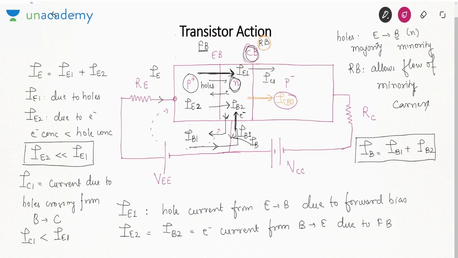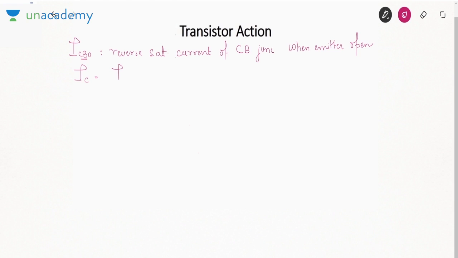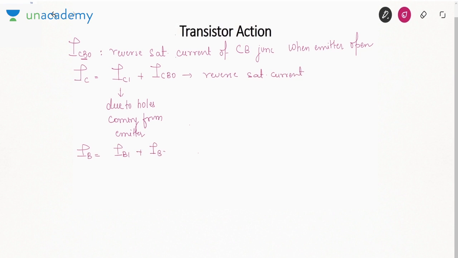So that means if we talk about collector current now, by KCL I can say collector current is IC1 plus ICBO. IC1 is due to holes coming from the emitter. ICBO is the reverse saturation current. Similarly, we have written IB is IB1 plus IB2. IB2 is due to forward biasing of emitter base. IB1 is due to electrons from the battery. Similarly, I have told that emitter current has two components, IE1 plus IE2.